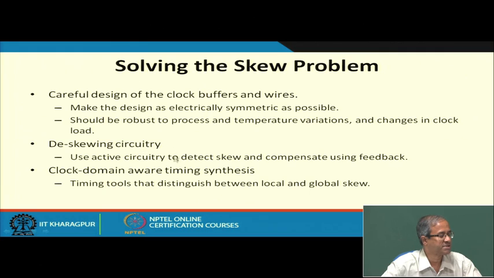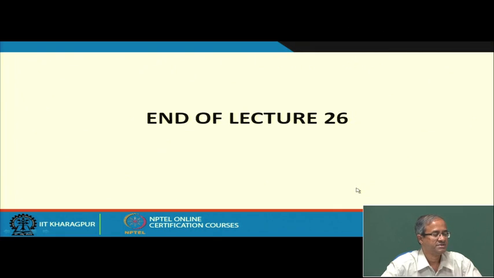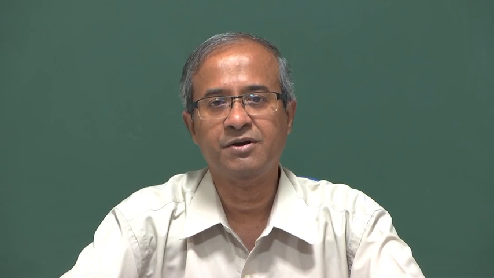So, you can have an explicit circuitry for that, and you can also have delay aware synthesis or timing aware synthesis, where it can explicitly look at the skew problem and do some kind of clock tree synthesis that controls or limits skew to within a tolerable limit. So, with this we come to the end of this lecture.